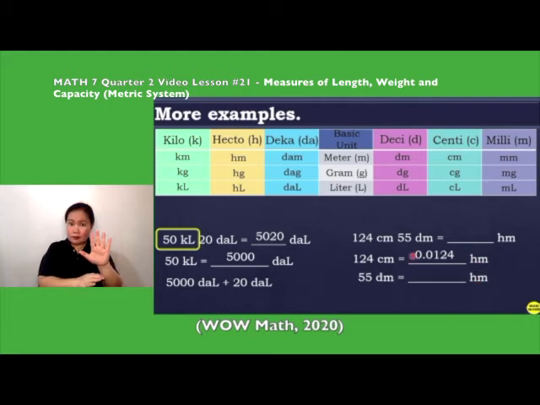Next. So, ito naman, yung 55 decimeters. So, ito siya. Pupunta tayo, gagawin natin siyang hectometers. So, bilang 1, 2, 3. Ulit. 1, 2, 3. So, tatlo pa left side. So, from here, 1, 2, 3. Ayun po. Okay, now, pareho na silang naka-hectometer.